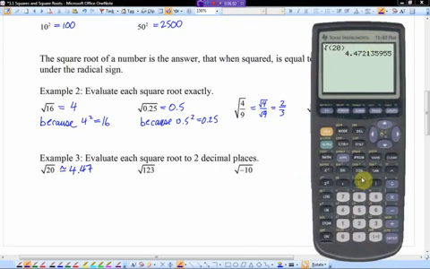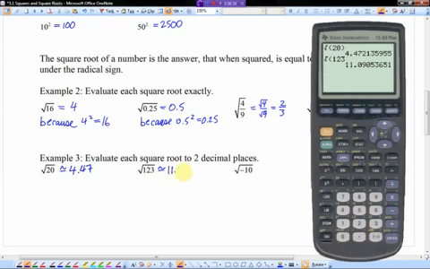Now the next one, the square root of 123. I should be expecting something pretty close to 11 because 11 times 11 is 121. So it should be just a little bit over 11. 12 times 12 would be 144, so it shouldn't be anywhere close to that. Let's find out. The square root of 123 is actually equal to 11.09, so that's what I expected.